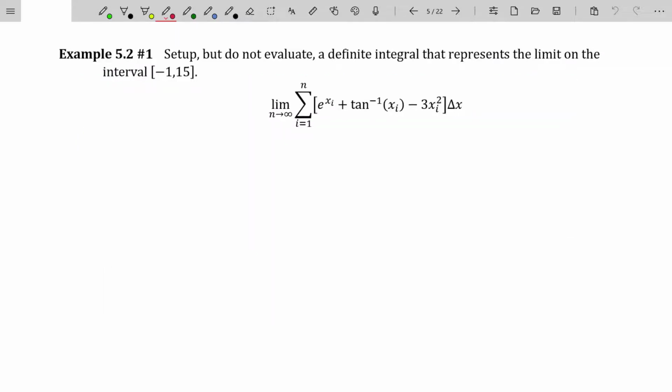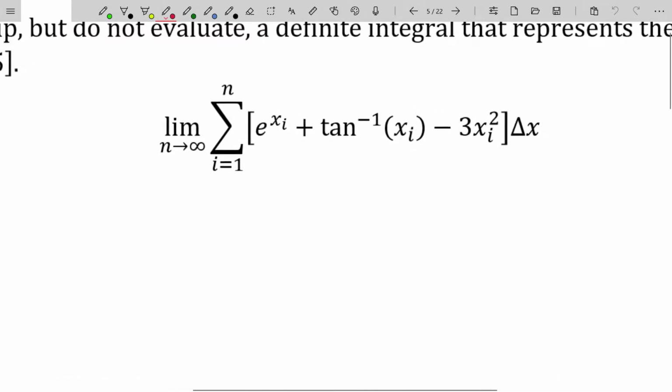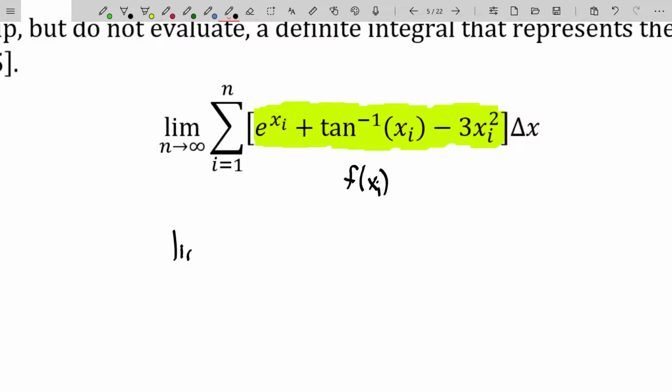Let's start with a very simple example. Set up but do not evaluate a definite integral that represents the limit on the interval -1 to 15. So somebody's walked in the room and they've said, hey, here is a limit as n goes to infinity of a Riemann sum. If you take a look at this highlighted piece right here, I can call that f of x sub i. And so in reality, somebody's just asking, what's a better way to write the limit as n goes to infinity of the summation i equals 1 to n of f of x sub i times delta x?